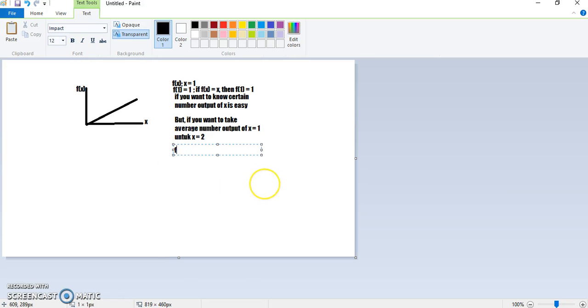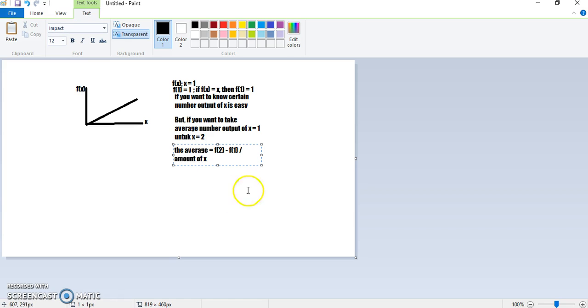The number is f(x), so for the average, it's f(2) minus f(1), sorry, the end first, and then divide by the number of x, the amount of x, in this case 2.